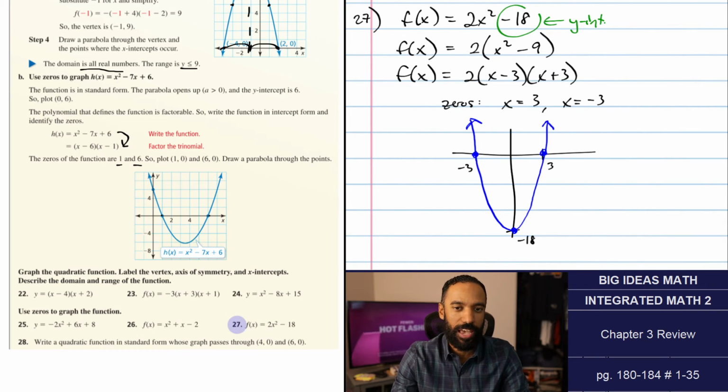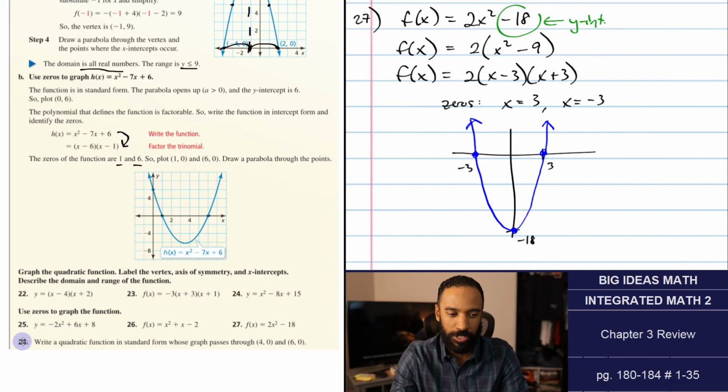All right, that's number 27, at least with rough sketch graphs. I apologize if that's not what I was supposed to do, but I think it makes a little sense to do it.